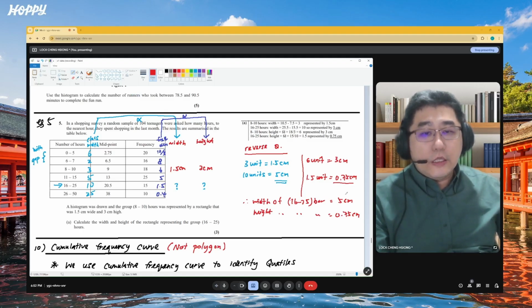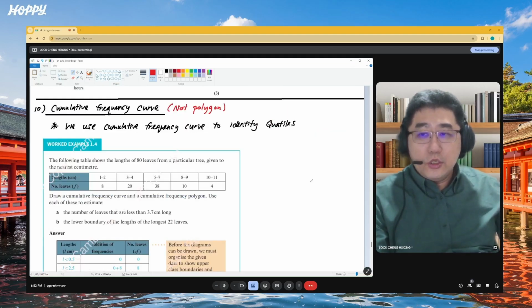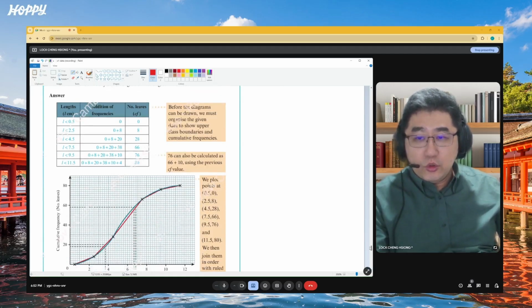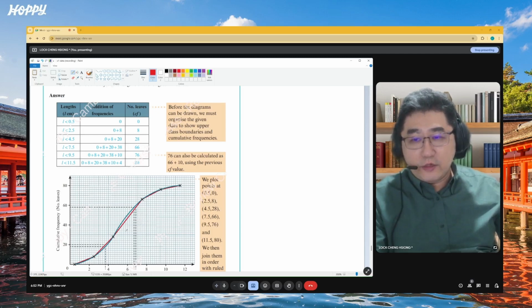And finally, the last one is the cumulative frequency curve. Please understand in your syllabus there is no polygon. That means we are not drawing straight lines. The red color is not supposed to be there. You only have the curve, which is the blue curve here.